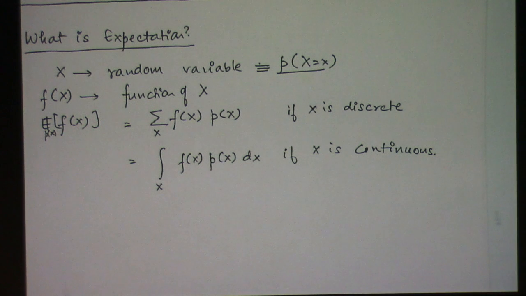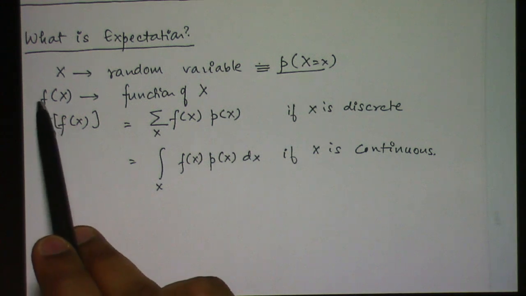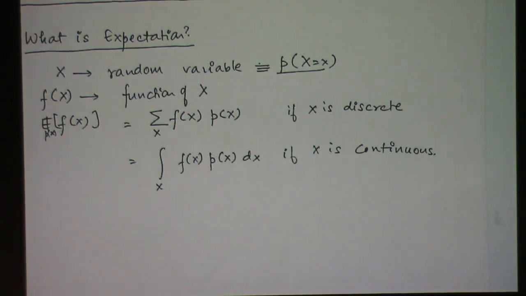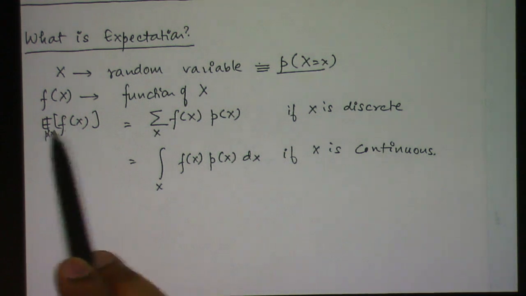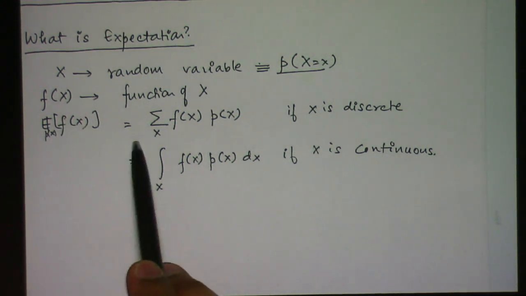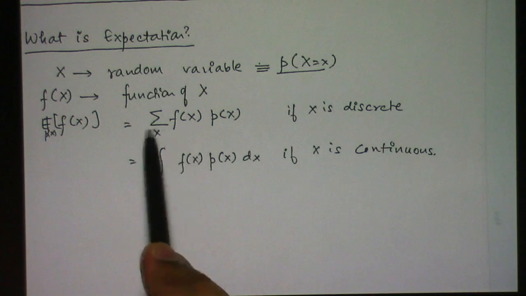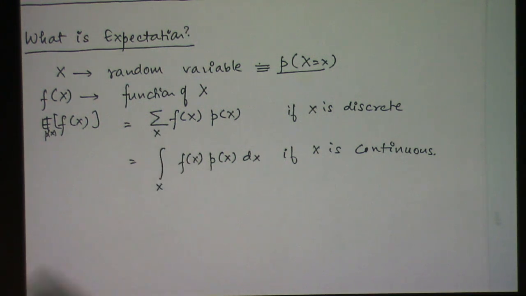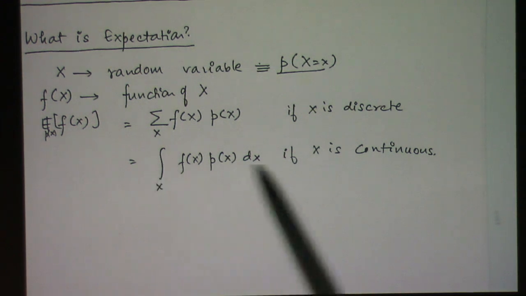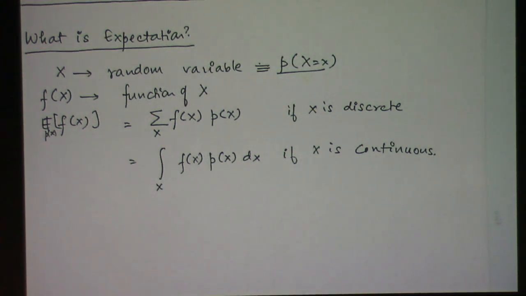Now if x is a discrete random variable, then the expectation has a summation there because you will sum up over all possible values that the random variable x can take. However, if x is continuous, then you will integrate over all possible values. So the expression will have an integral of f of x, p of x, dx over all possible values of x.